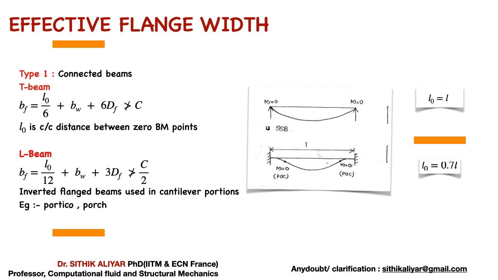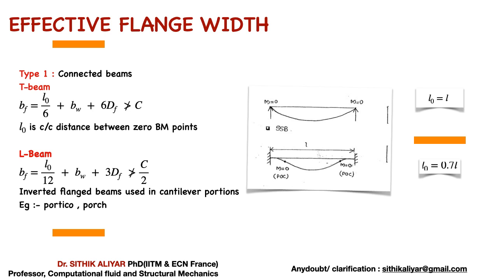So how to calculate the effective width? Because the slab will be around 3 meter or 4 meter, that will be totally different. If we have a slab of 3 meter, how much portion of the slab will be acting along with the beam? Maybe around 0.2, 0.3 meter, that we have to find. How to find the effective width of the flange? There are two ways.